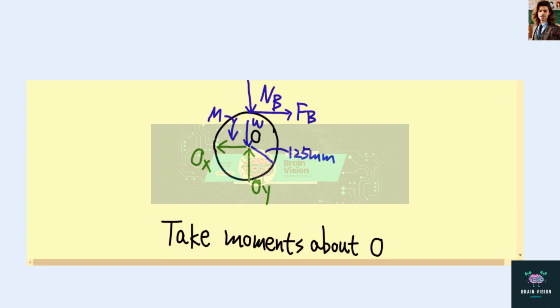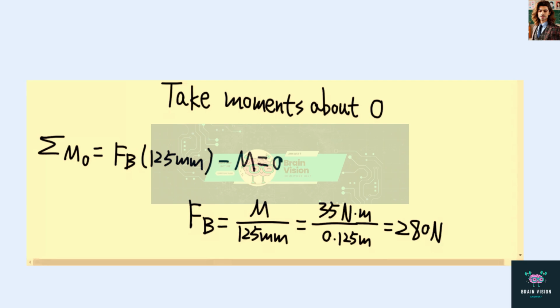This is the force diagram for the drum. Let's take a look at the moment about point O. Consider counterclockwise moment as positive and clockwise moment as negative. This gives us FB times 125 millimeter minus capital M is equal to 0.